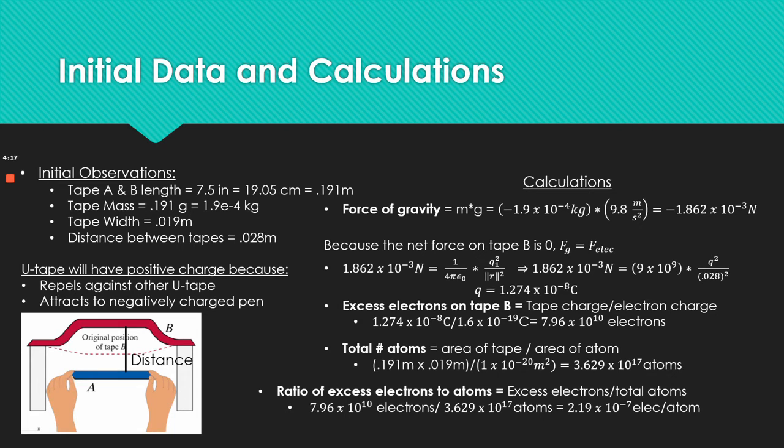The excess electrons on tape B can be found by dividing the tape's charge by an electron's charge. This value is 7.96 times 10 to the 10th electrons. The remaining two values, total atoms and ratio of excess electrons to atoms, are fairly self-explanatory and are determined by the functions to the right of the equal sign.